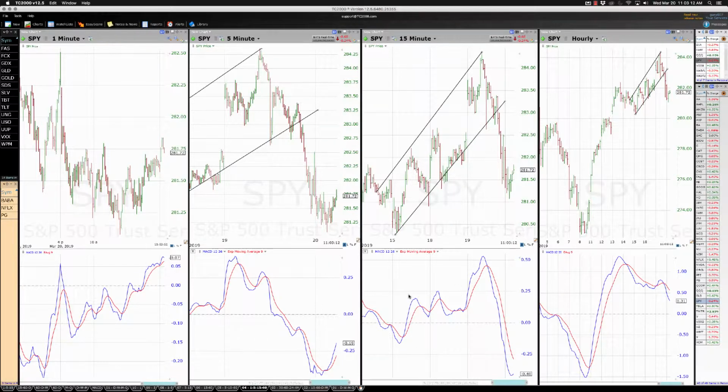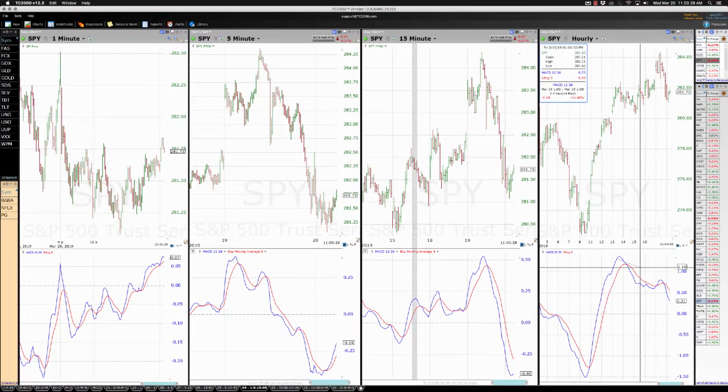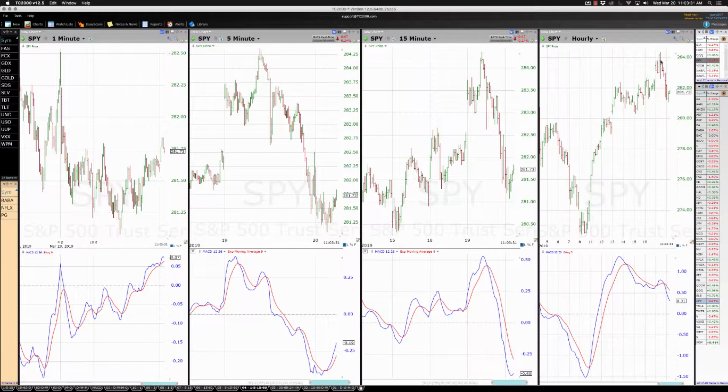Now, when you build up this much down pressure, then what you have is an interruption of the channel, and the trend changes to the downside. That's why this negative divergence grabs the price, and it's changing the trend to the downside.